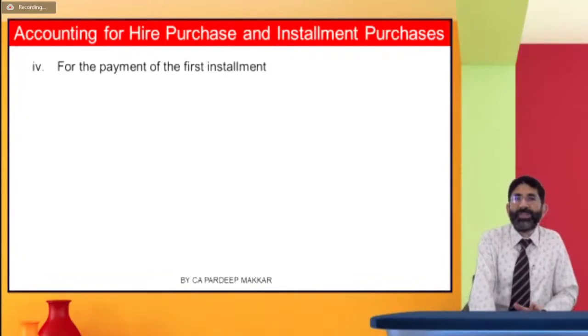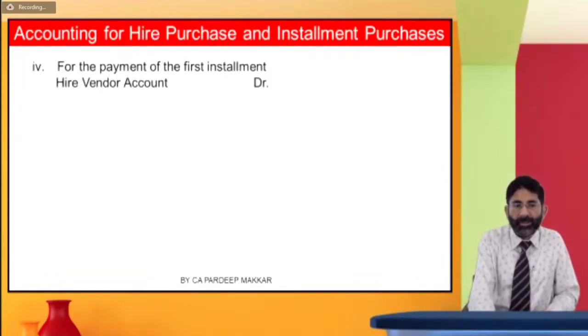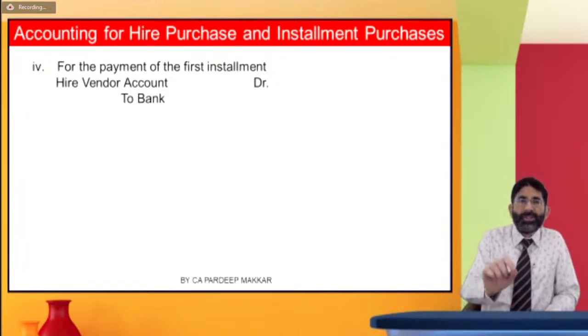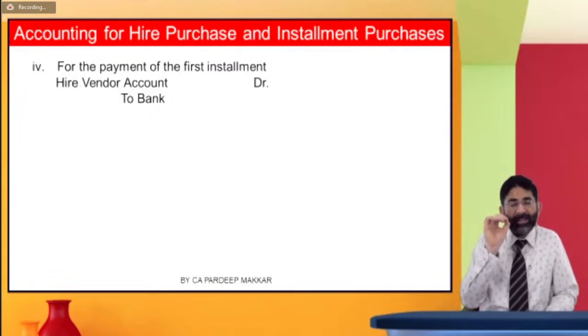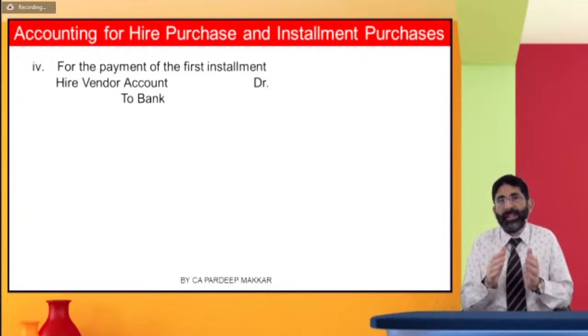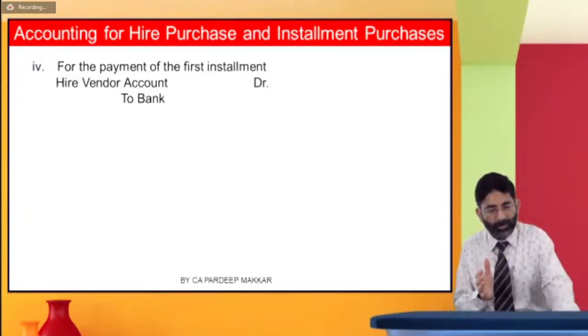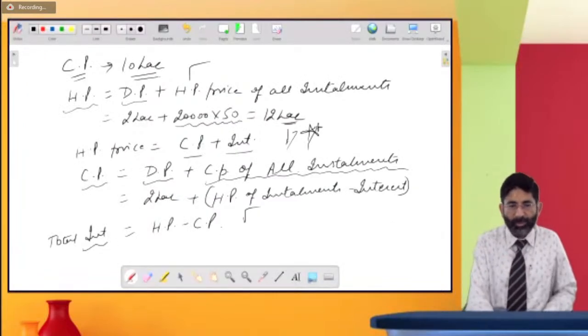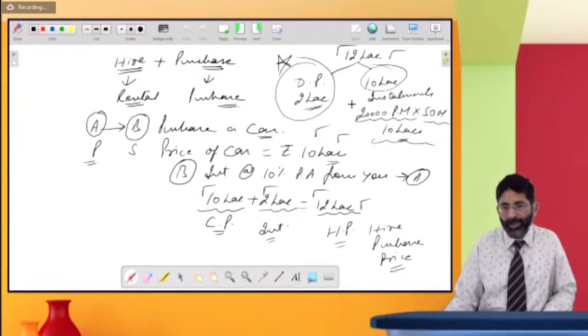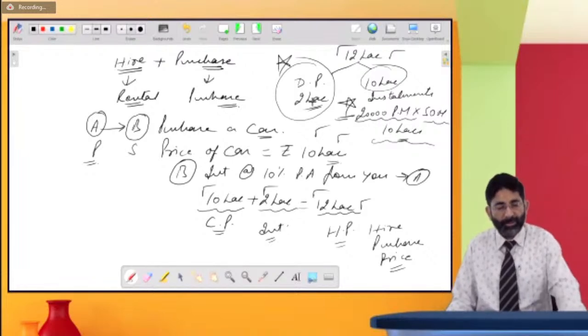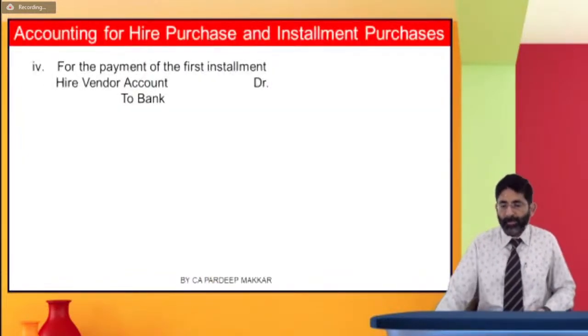For the payment of the first installment, a simple entry like the down payment: vendor account debit to bank. Now this amount will include only the installment amount, and that installment will be the HP price of the installment, not the cash price of the installment. Like in the given case, it is 20,000 rupees per month, because we have discussed that the HP price of the installment is 20,000. So this 20,000 will be the amount for this entry, vendor account debit to bank.